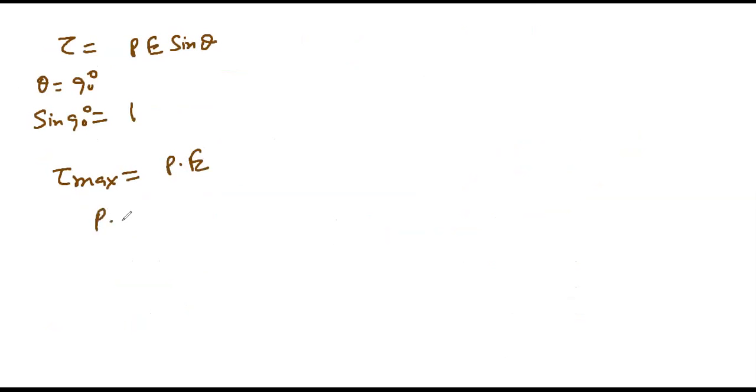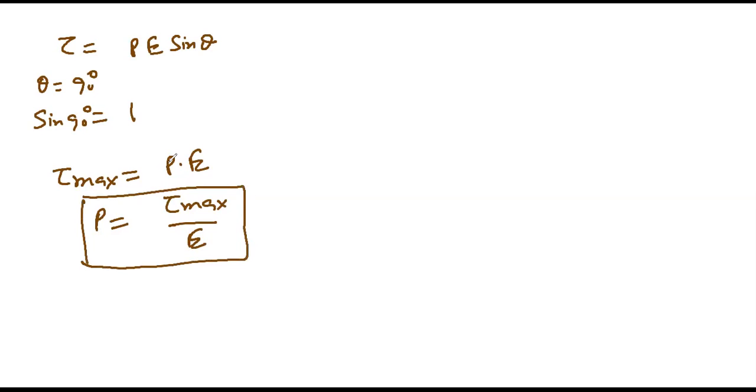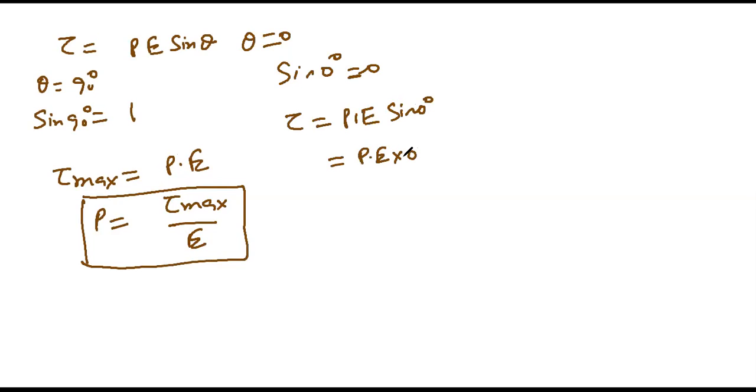So in that condition, if you want to find dipole moment, tau maximum divided by E. Any problem? If you keep theta equal to 0 degrees there, sin 0 is 0. Tau is equal to P E sin 0, which is zero. Any problem to you?